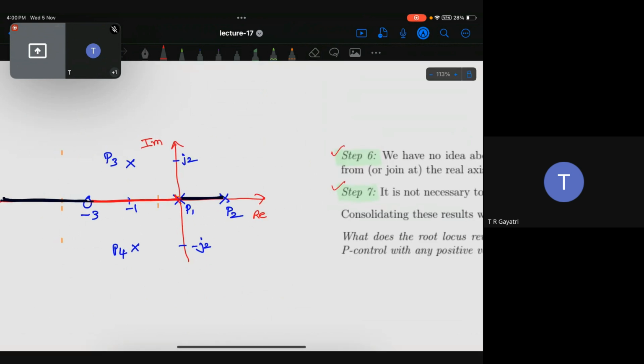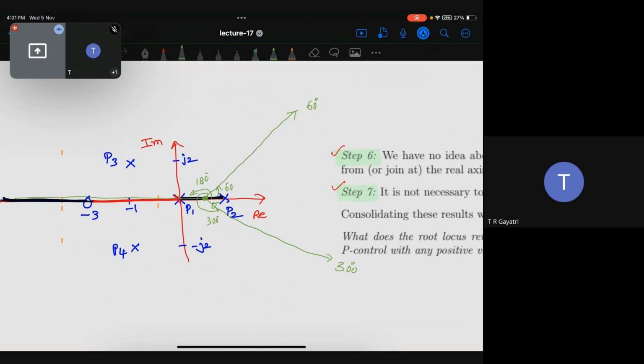Okay. So we got this sigma here, correct? So one asymptote is 60, correct? Another is 300, correct? Another is 180. So this is 60, this is 180, and this is 300.